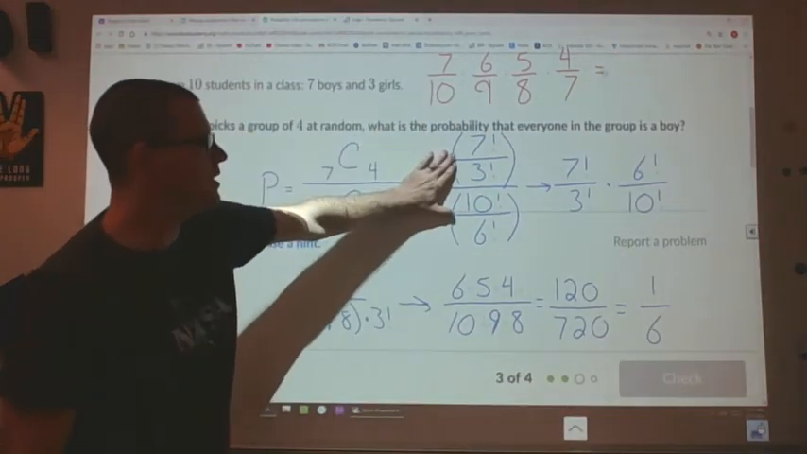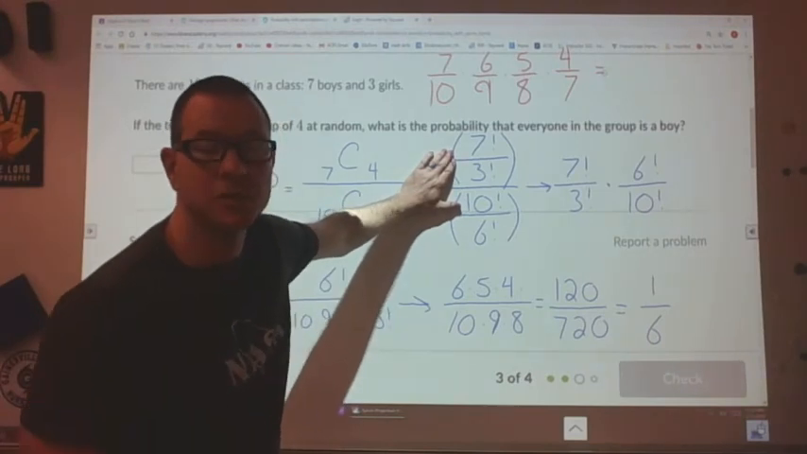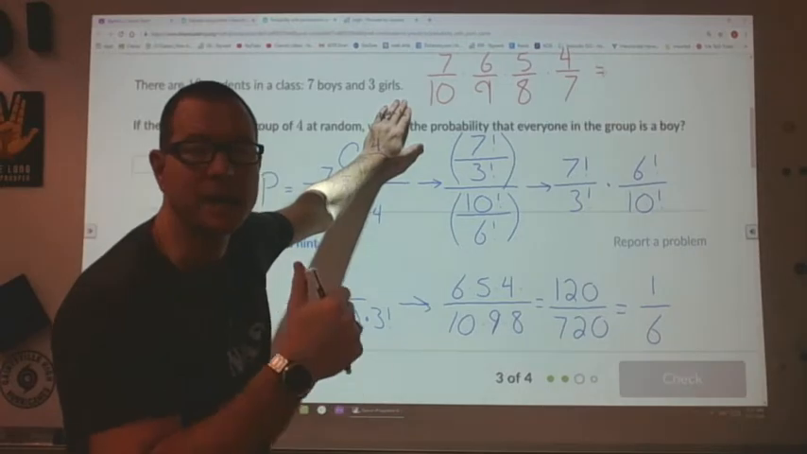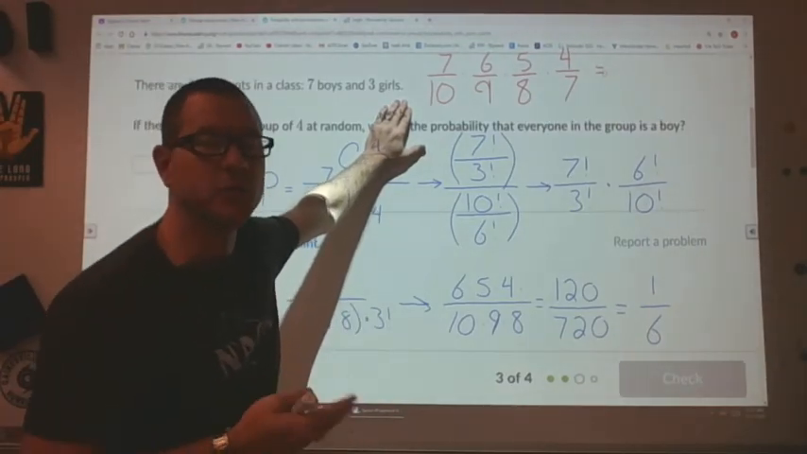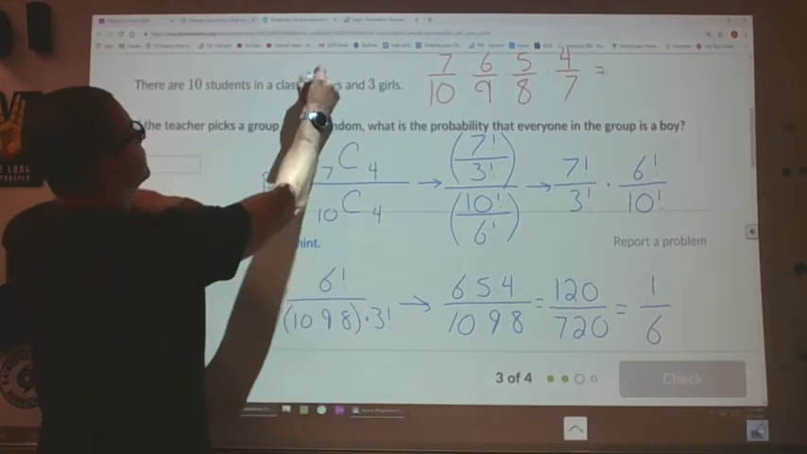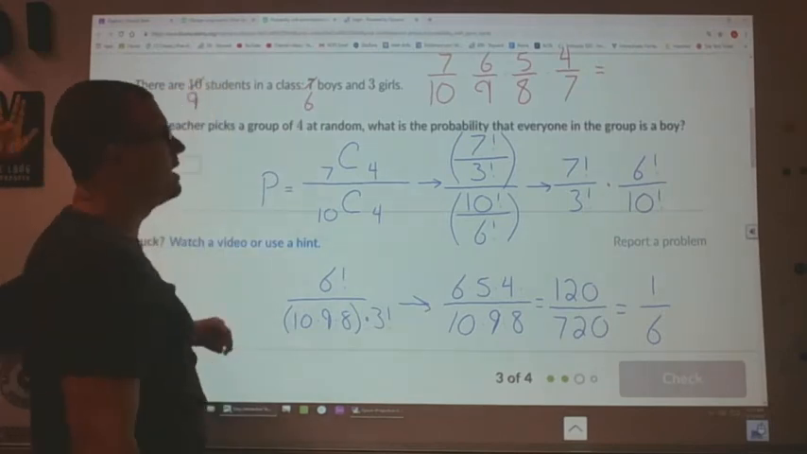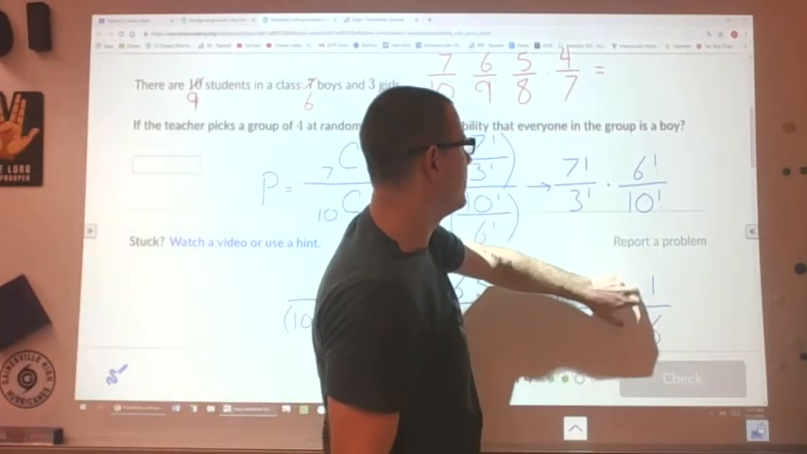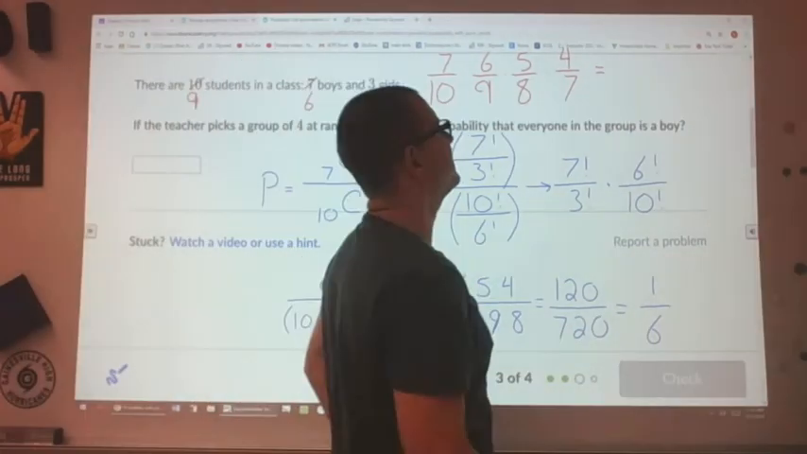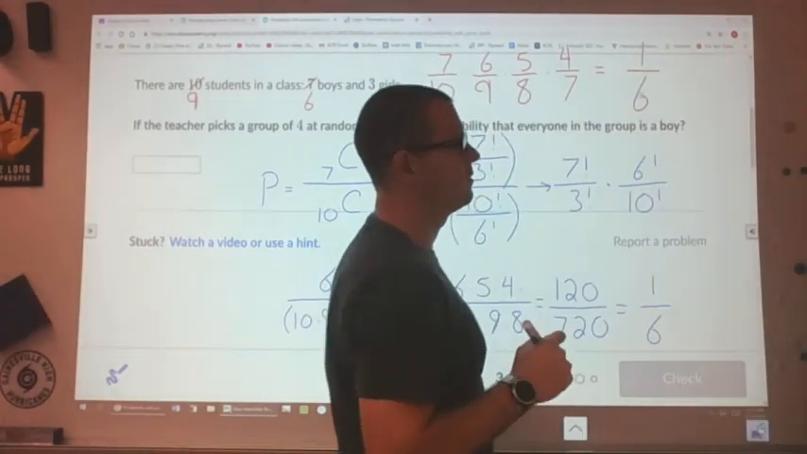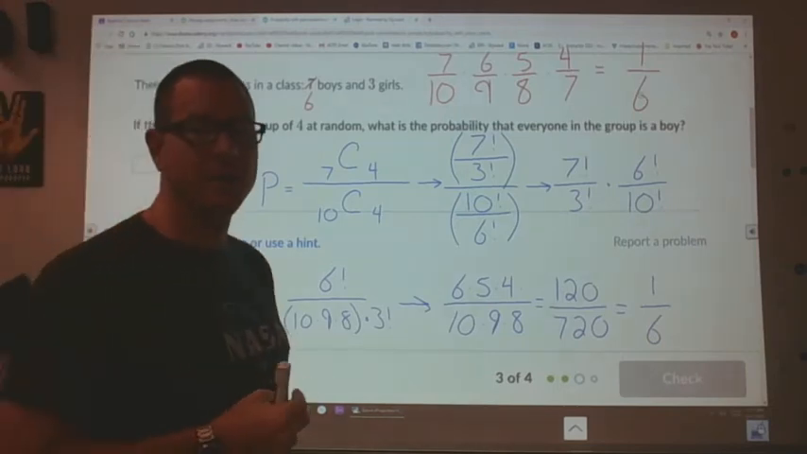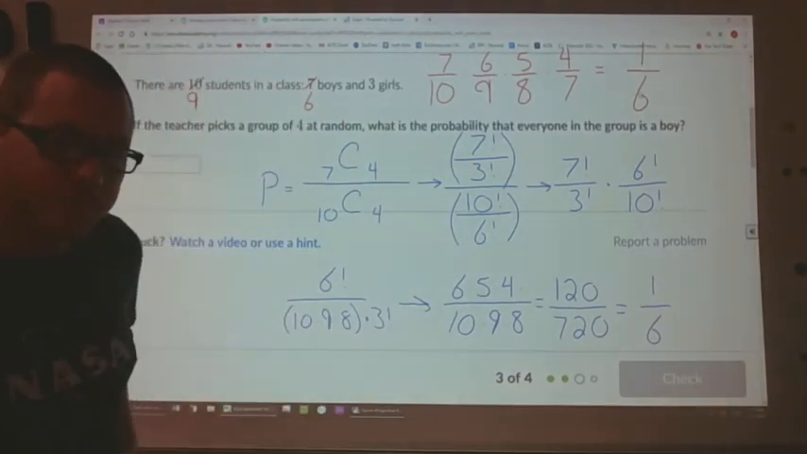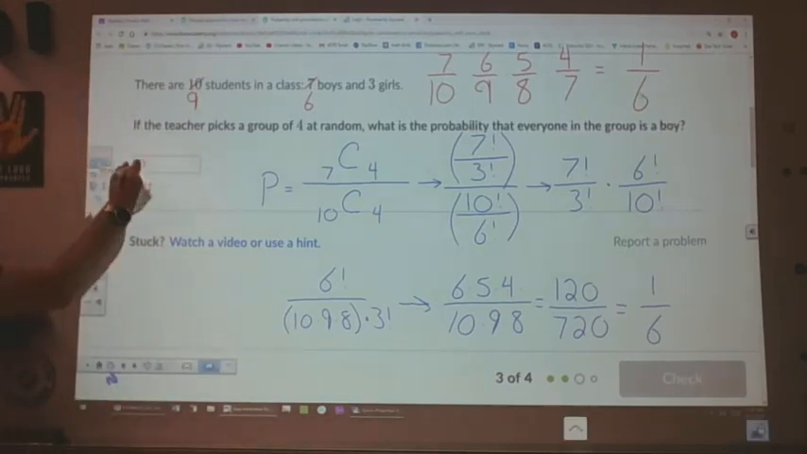Now, in this case, I'm not using the factorial. I'm just looking at each individual selection and seeing its probability. In the first choice, the first student picked, I have 7 boys out of 10. So my probability of choosing a boy, 7 out of 10. But then, once that first selection is done, there are 6 boys left and 9 students total. So the probability of getting a boy on the second selection, 6 out of 9. And then continuing that pattern down, what we end up with is still going to be 1/6. So there is a 1 in 6 chance that after the teacher has randomly selected these 4 students, all of them will be boys. One out of 6.